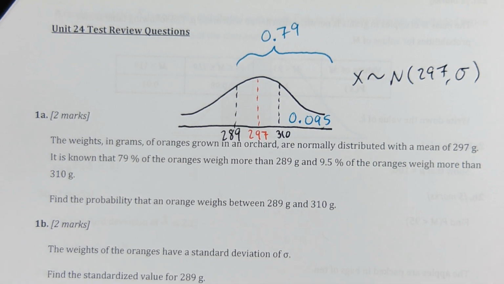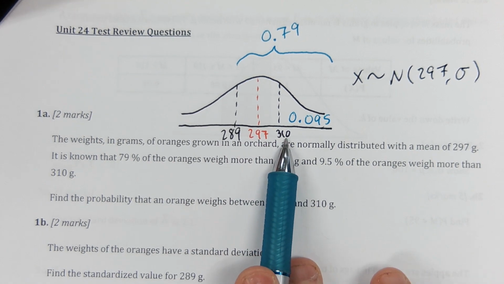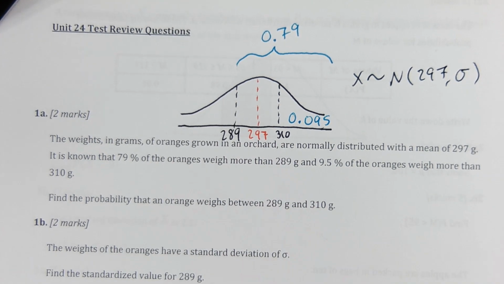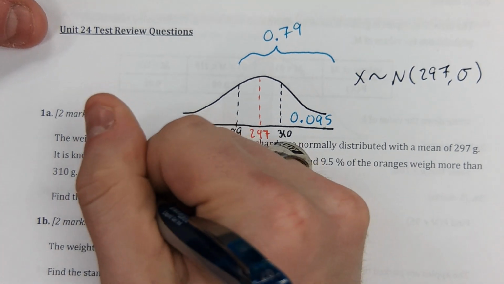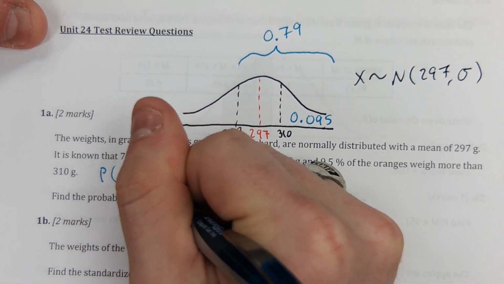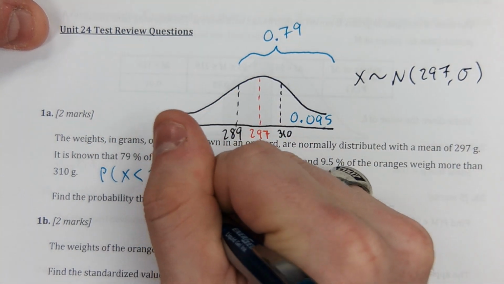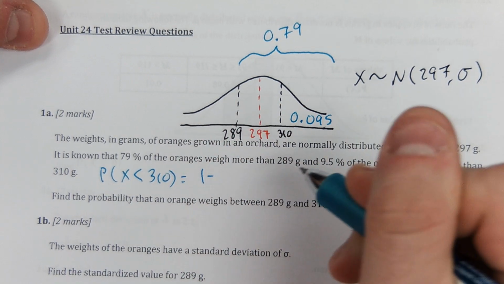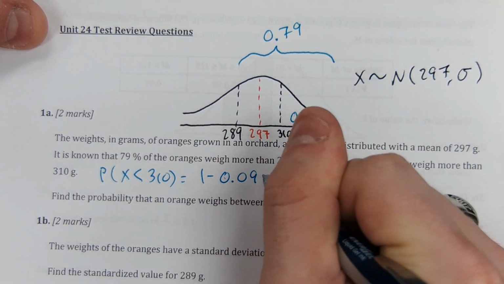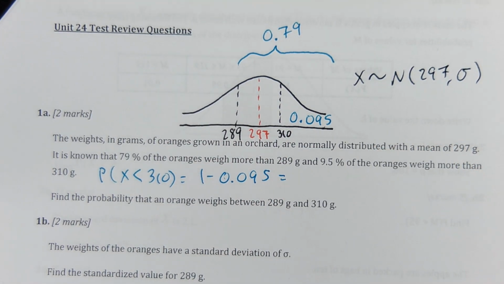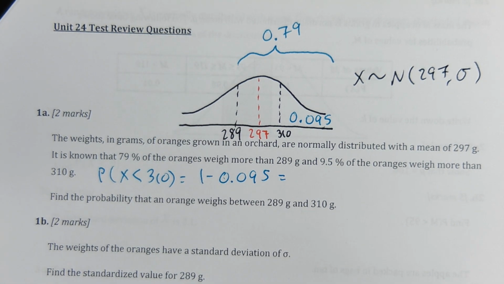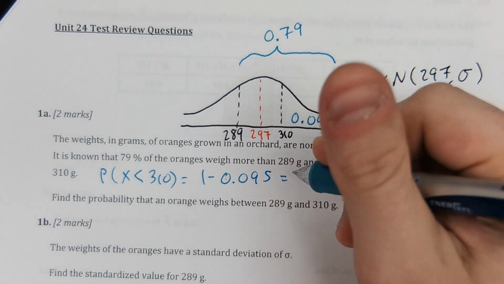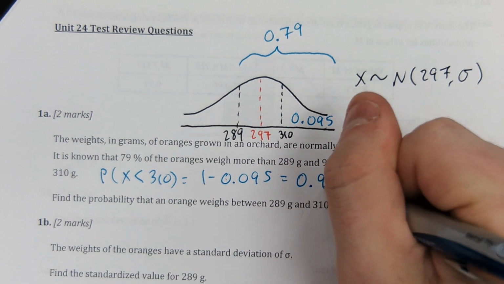So if we subtract, it's going to give us everything to the left of 310, right? So let's just write it out like this. The probability that x is less than 310 is just 1 minus 0.095. I don't want to get this decimal wrong, so I'm going to use my calculator. 0.905.